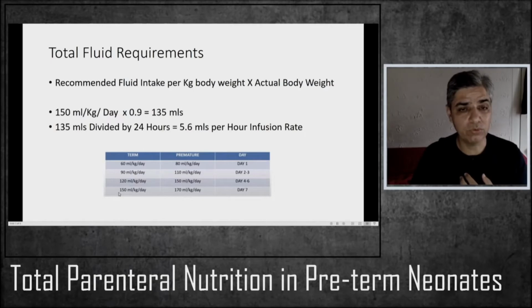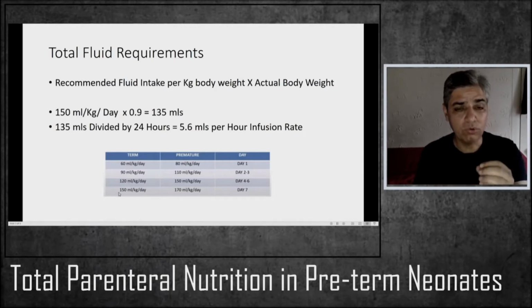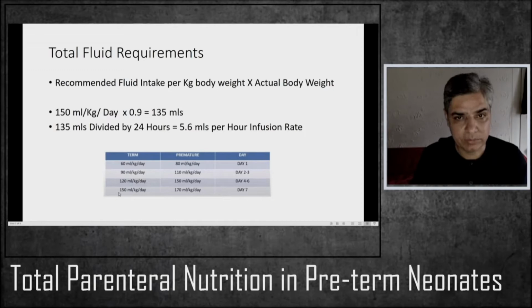So let's say, because the example that we have used to illustrate our case was a preterm baby who is now 5 days old, on day 5, I just assume that he needs 150 mL per kg per day. So this is the requirement for a preterm who is 5 days old. Now, in our scenario, the baby weighs 900 grams.